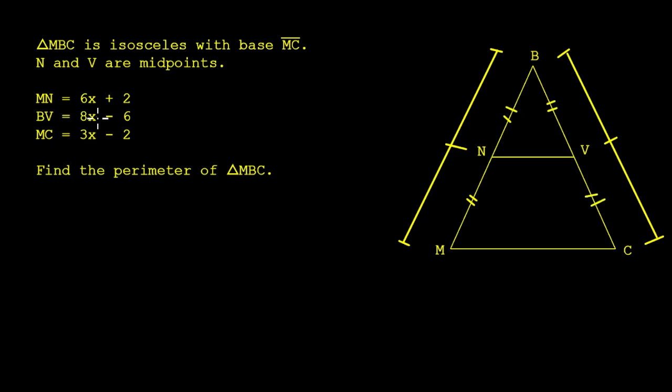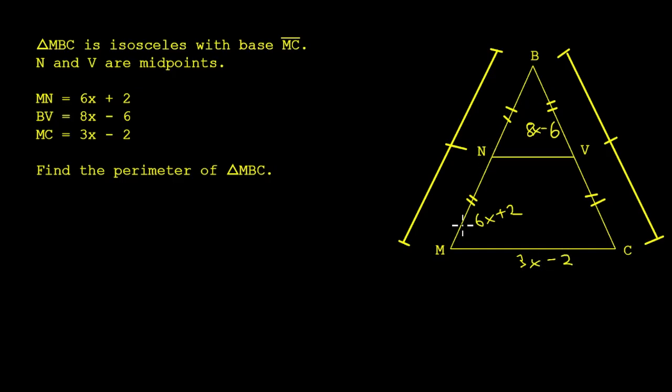Next, MN is 6x plus 2. We'll put that on the diagram, 6x plus 2. BV is 8x minus 6, 8x minus 6. And then MC is 3x minus 2, 3x minus 2.